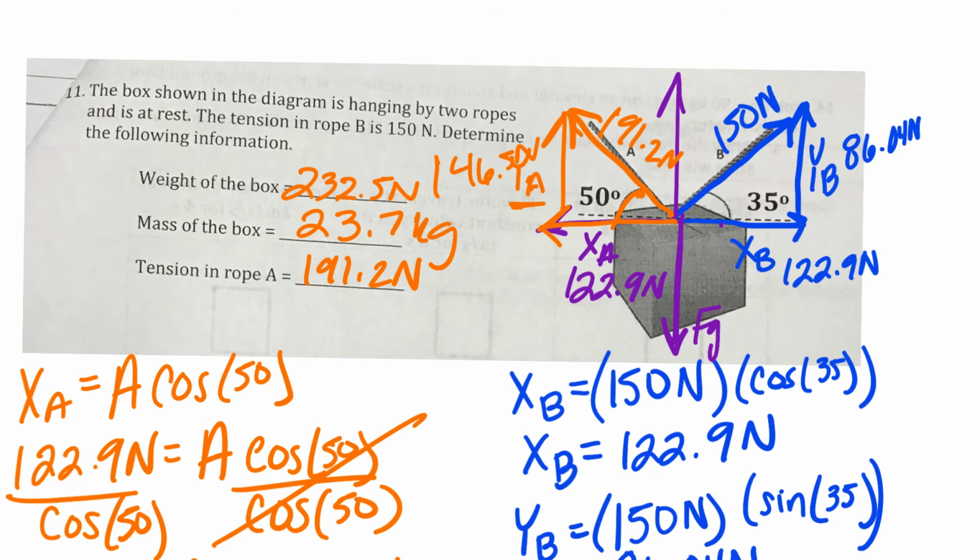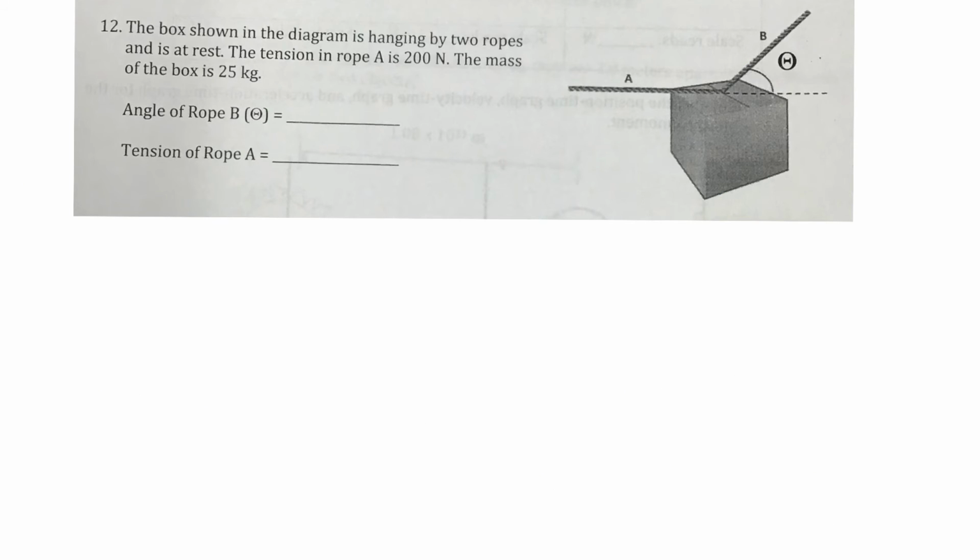So now let's move on to the next one. So number 12, similar kind of process here. We've got a box hanging by two ropes again, but this time A is going completely horizontal and B is at an angle, and we don't know what the angle is. There is a typo in this question, of course there is. I'm asking you for the tension in rope A, but I gave it to you. I actually wanted to know the tension in rope B here.